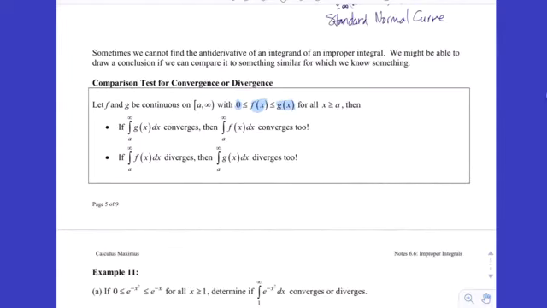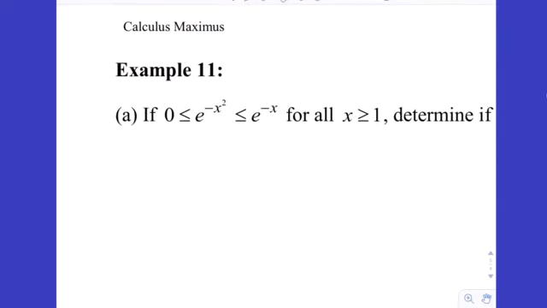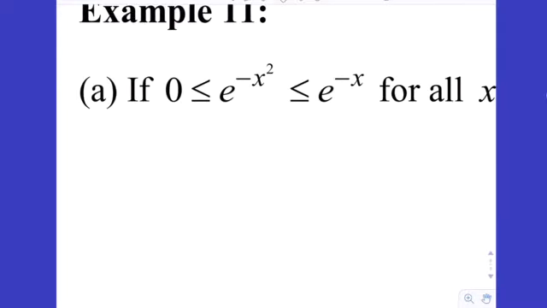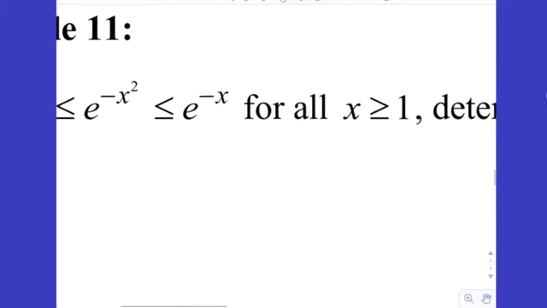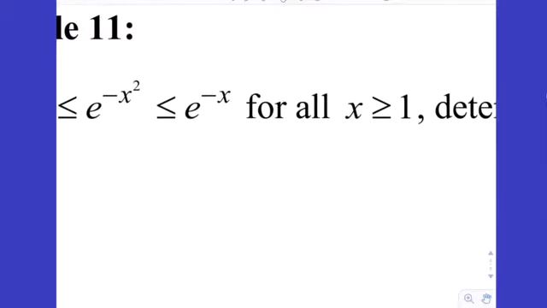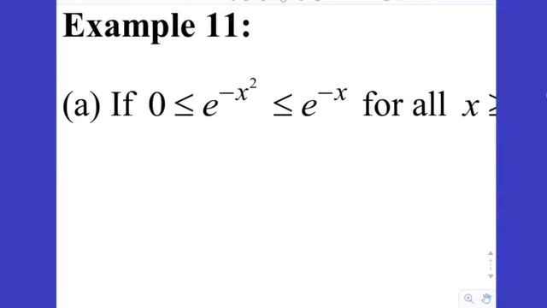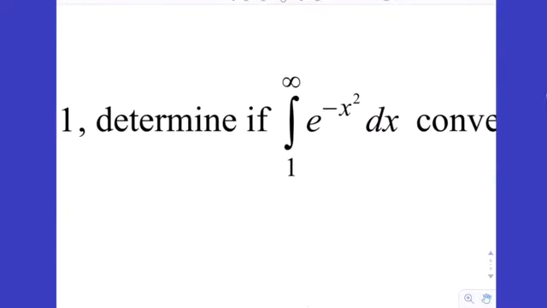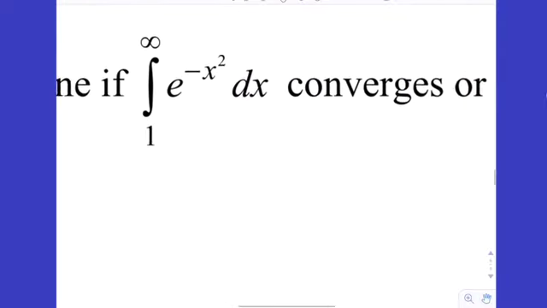Yeah, either way. Okay, example 11. Ready? Here we go. Example 11. If 0 is less than or equal to e to the negative x squared, which is less than or equal to e to the negative x, okay, it says so, I believe it, for all x greater than 1, not between 0 and 1, then determine if this integral converges or diverges.